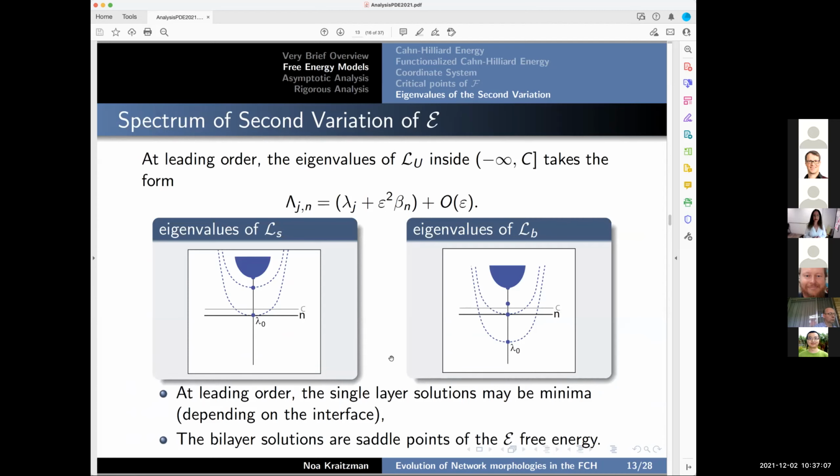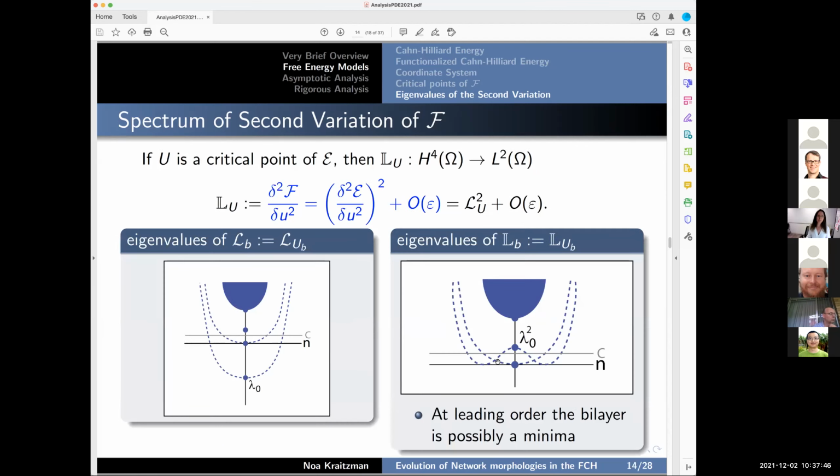We can look at the corresponding eigenvalues, and they take this form, and we can see if we plot them that the single layer is indeed a minimizer for the Cahn-Hilliard free energy, but the bilayer is a saddle point for the Cahn-Hilliard free energy. The single layer is sensitive to low frequency perturbation. And lucky for us, the bilayer is not a minimum for the Cahn-Hilliard, but we're looking at the functionalized Cahn-Hilliard. So let's just make sure that it is a local minimum for the functionalized Cahn-Hilliard free energy.